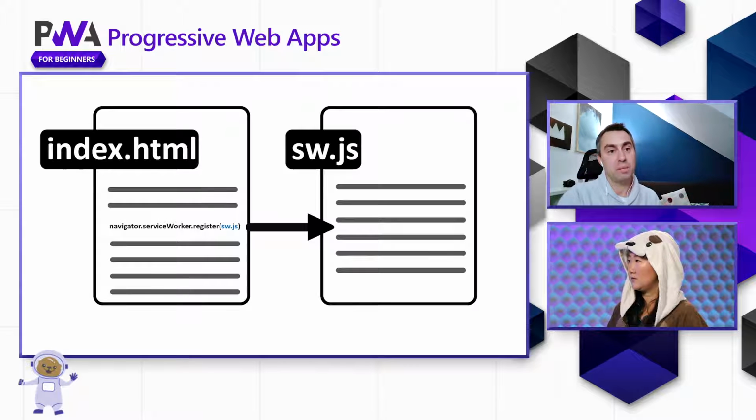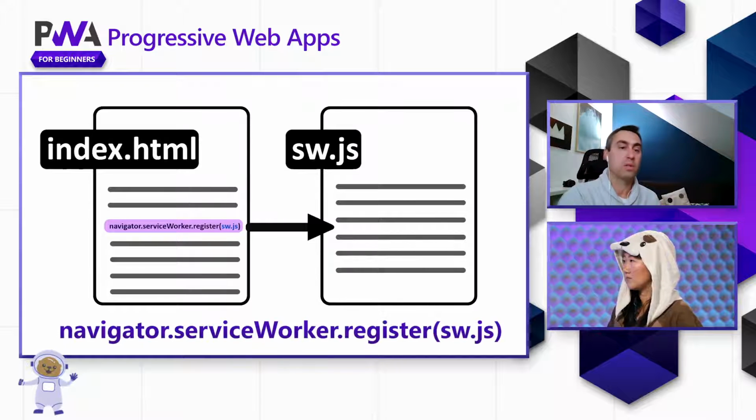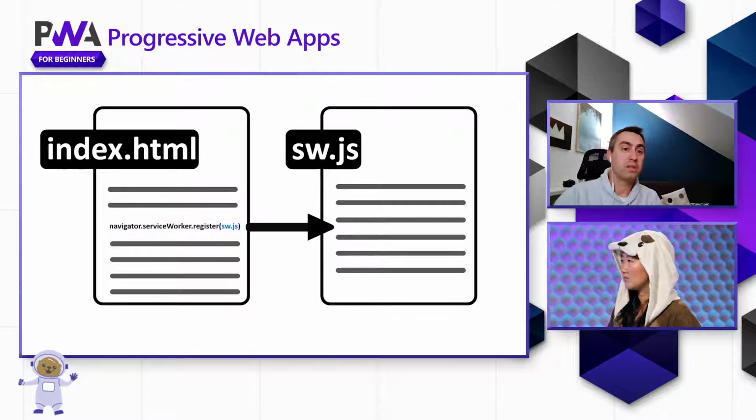So typically in your application, you'll have an HTML homepage. It often will be called index.html. That's where you have the homepage for your app. And in there, you're going to be using a JavaScript function called navigator.serviceWorker.register. And that's where you're going to tell the browser to load your service worker, right?